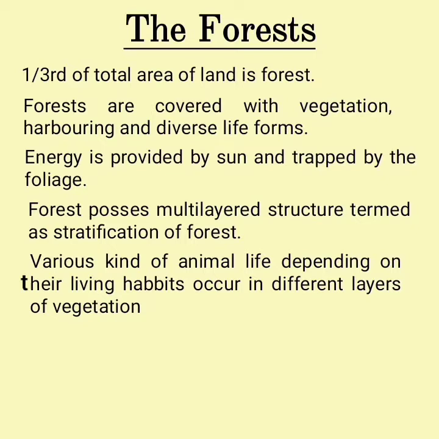The next component of ecosystem is the forest. 1/3 of total area of land is forest. Forests are covered with vegetation, harboring diverse life forms. Energy is provided by sun and trapped by the foliage. Forests possess multi-layered structure termed as stratification of forests. Various kinds of animal life depending on their living habit occur in different layers of vegetation.